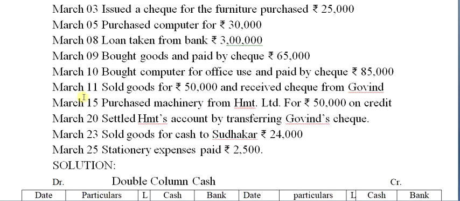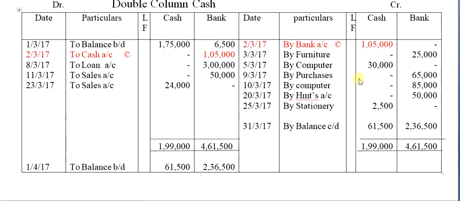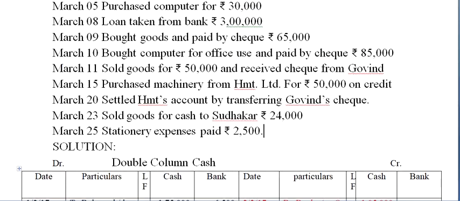And again March 11th, sold goods for rupees 50,000 and received check from Govind. So we are selling the goods and we are receiving the check from Govind. So automatically what happens? Our bank balance increases, under which side? Under the debit side. So 11/3/2017, through the sales we are receiving amount of rupees how much? 50,000 check. So it increases the bank balance, my dear students. Moving on to the next point.